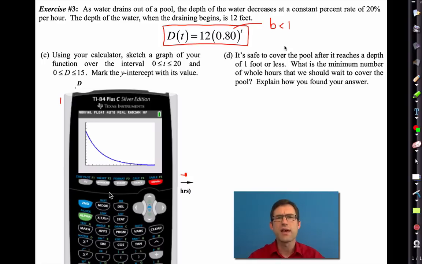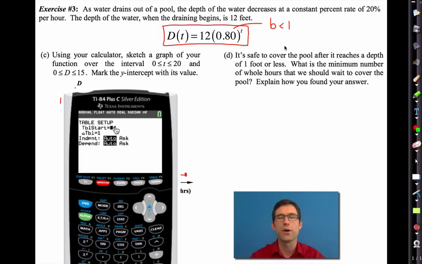Now, just to be safe, let's go into our table setup. Your tables might not be set up correctly, so go right up into your table setup. It's right up in here. Remember, we have to tell the table where to start. We might as well start it at 0. So if your table start isn't at 0, do that. And then let's make the table go by ones. So that's my delta table, that little thing with the triangle there. And we can now see hour by hour what the depth is going to be.